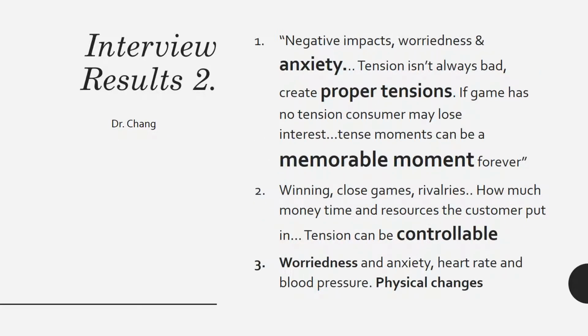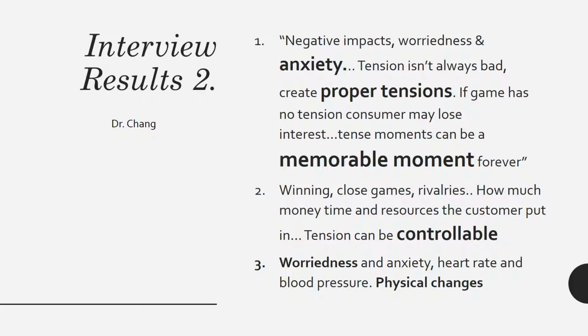Bang! Dang it. So our next interviewer was Dr. Chang, and in our first question, negative impacts, worriness, and anxiety is when tension isn't always too bad and creates proper tension. For example, if a game is a blowout and one team is just dominating, no tension will occur and spectators and consumers may lose interest. But tense moments can be memorable forever, especially, for example, in the 2013 NBA Finals, Spurs-Heat Game 6, when Ray Allen tied the game with that crazy 3-ball.